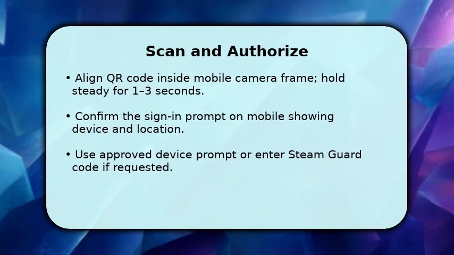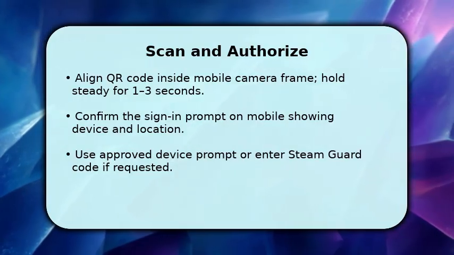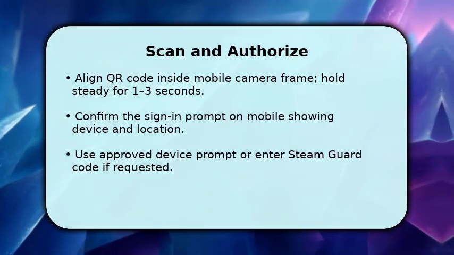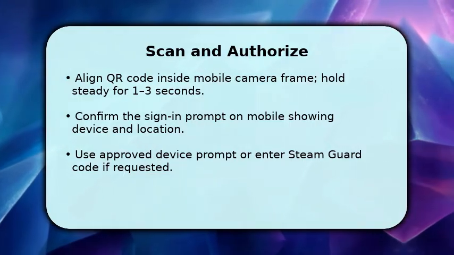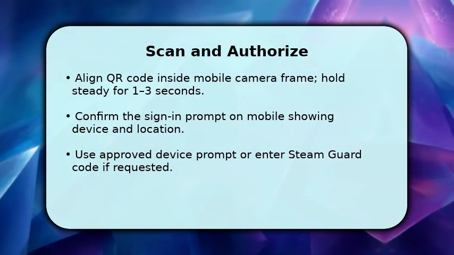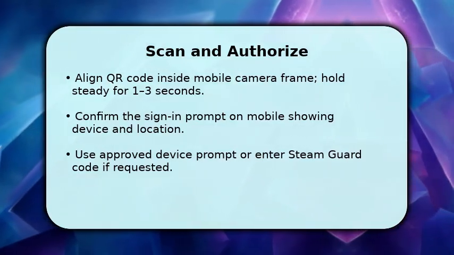Once you see the QR code on your desktop, position your phone so the code fills the mobile camera frame. Hold for 1 to 3 seconds while the app processes the image. You will then see an authorization prompt showing the device name and approximate location. Verify this information before tapping Approve.